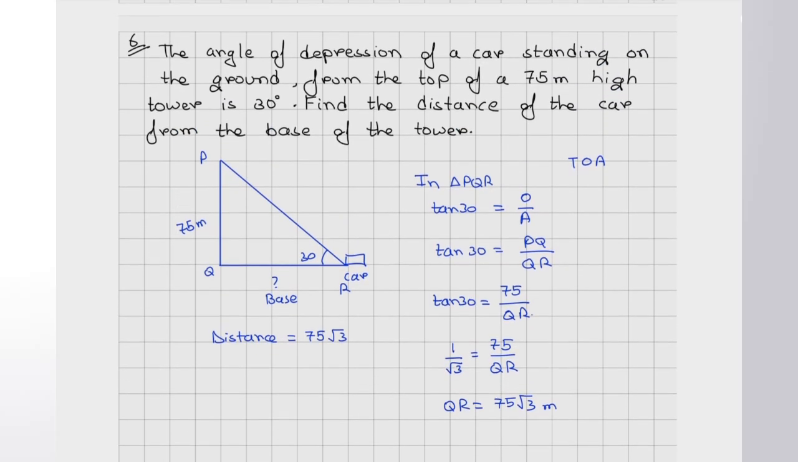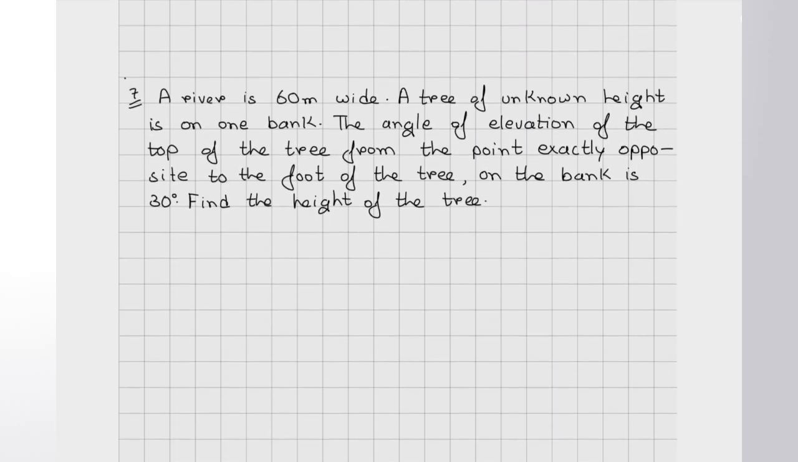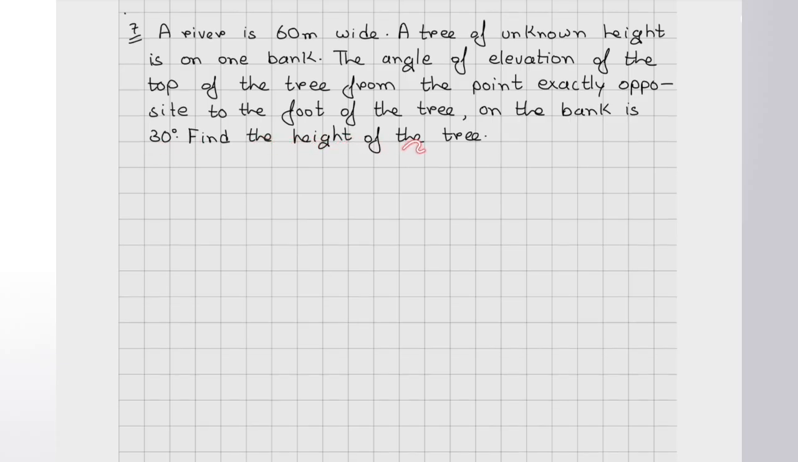We'll move on to the next question. We got the sixth number question. Now let's move on to the seventh. A river is 60 meter wide. A tree of unknown height is on one bank of the river. Bank means kinara of the river. The angle of elevation of the top of the tree from the point exactly opposite to the foot of the tree on the bank is 30 degree. Find the height of the tree.